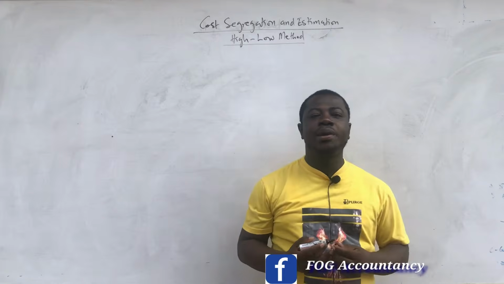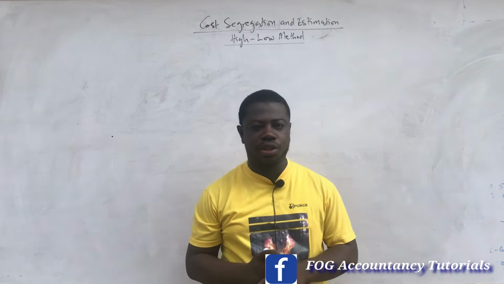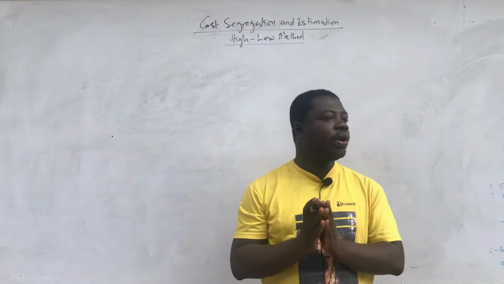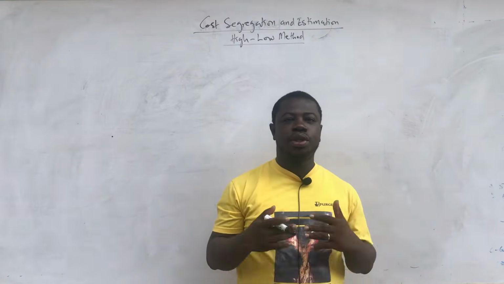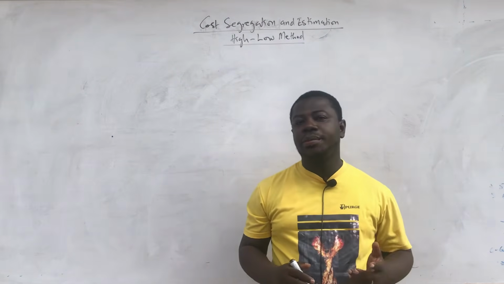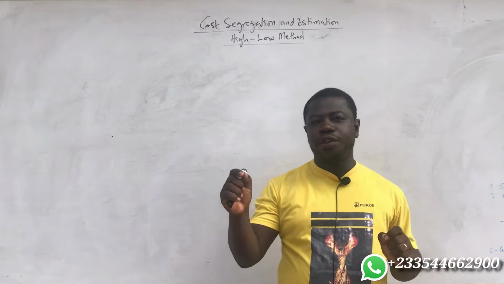Now, there are so many methods of cost segregation. We can go by the regression method as well. But then, today we want to focus on how to segregate and estimate costs using the high-low method. The high-low method is a method that is used to separate fixed costs into variable and fixed cost components.